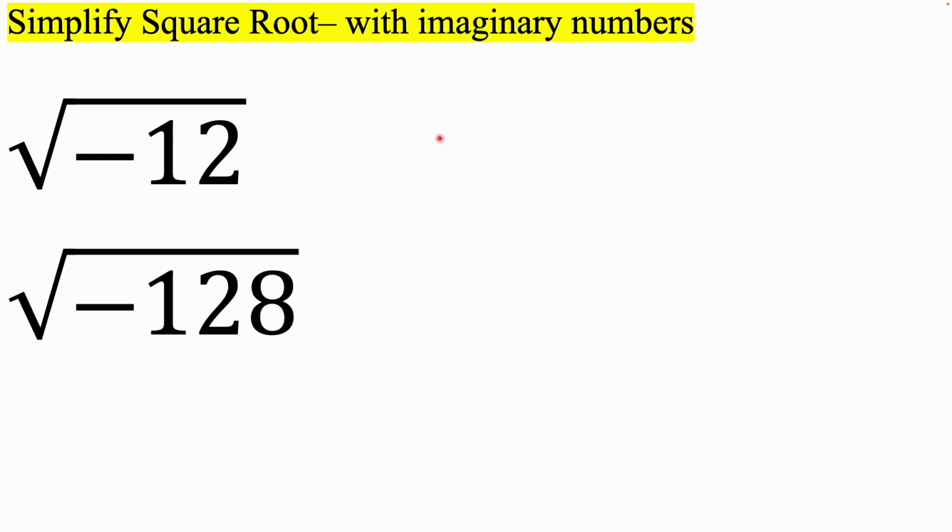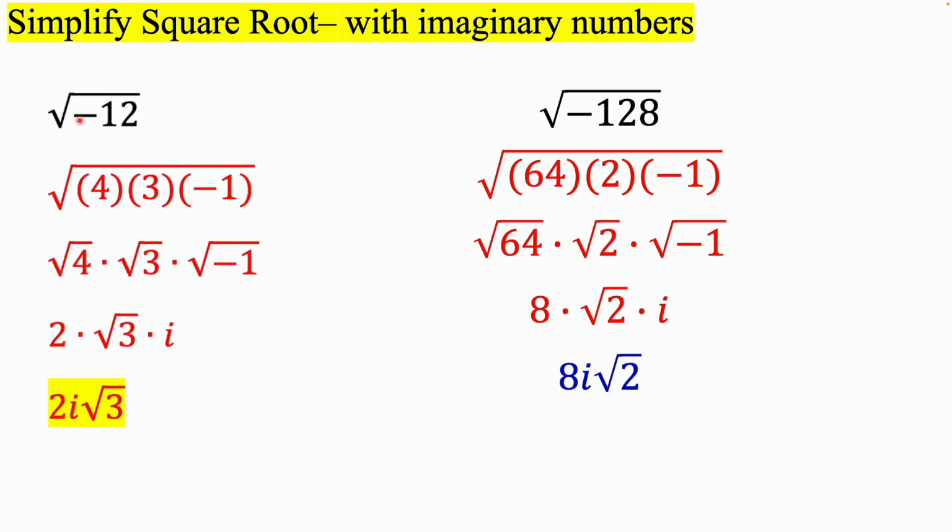Okay, in this video, we're going to simplify square roots with imaginary numbers, and we're going to do these two problems. So we have the square root of negative 12. And so the way I'm going to break this down is I could say we have 4 times 3 times negative 1. Now, the square root of 4 just gives us a nice 2. The square root of 3, we can't break it down, and the square root of negative 1 would give us i. So our answer would be 2i times the square root of 3.